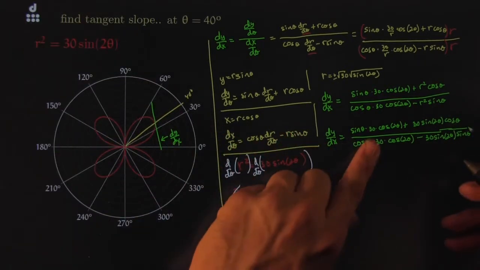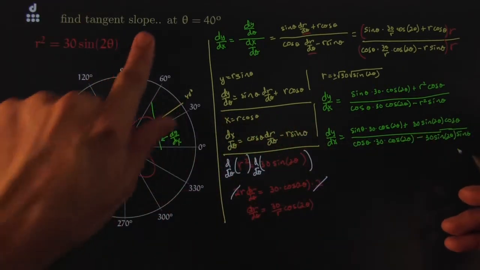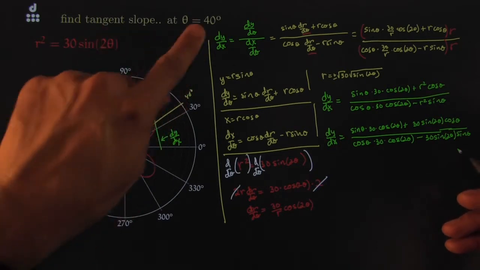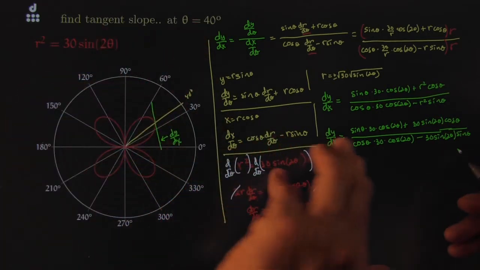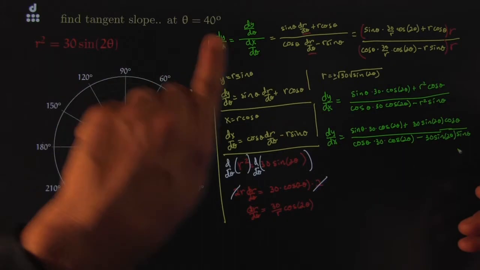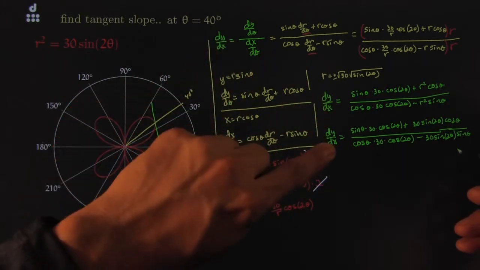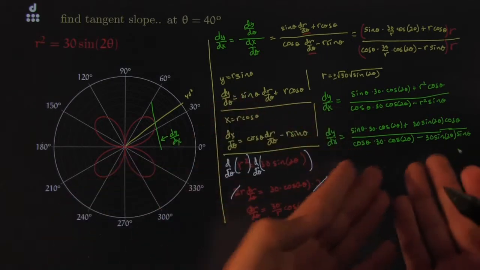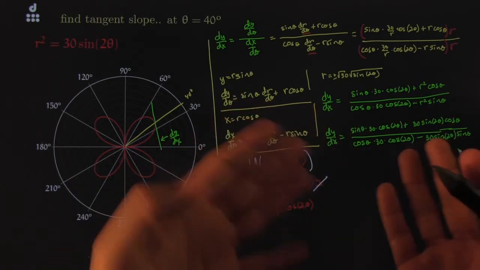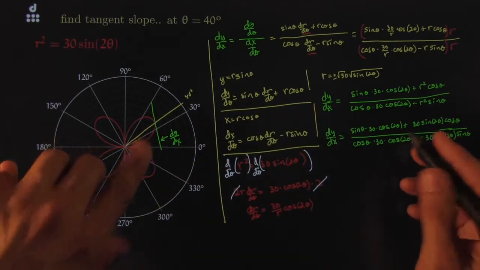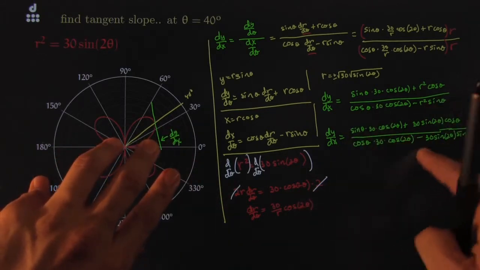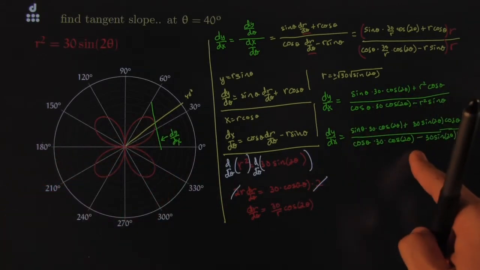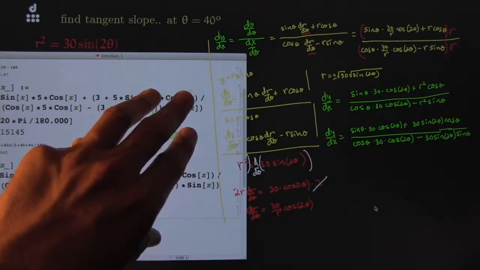Whew. Now what we set out to do is find the tangent slope at 40 degrees. We've got a nice little recipe here for the tangent slope at any given angle, not just at 40 degrees. You plug in any angle here and lo and behold you get the slope of the tangent line. So I'm going to put this into the calculator and we'll crank this out and see what it is when you get 40 degrees.